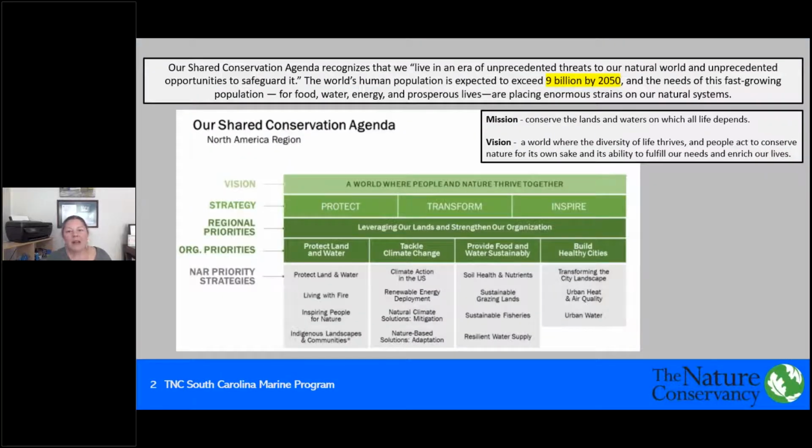Okay, here we go. The Nature Conservancy is a global nonprofit with international and U.S. chapters with a mission to conserve the lands and waters on which all life depends. And in an effort to develop a strategic plan to support the world's human populations, we have developed a set of conservation priorities from the global down to the state level efforts.